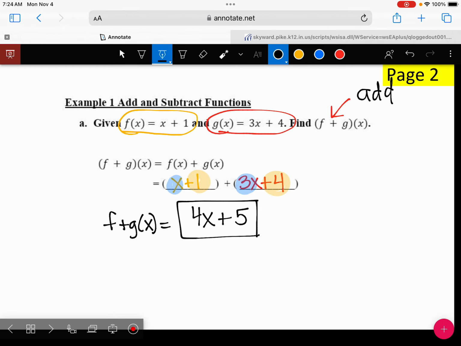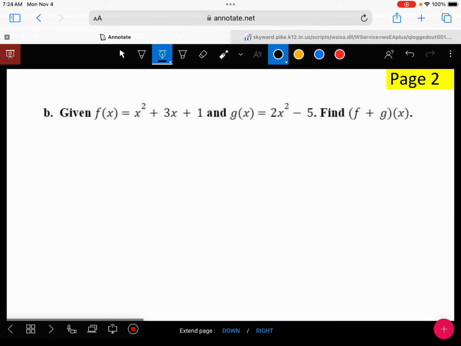Any questions about example 1? All right, let's keep going.